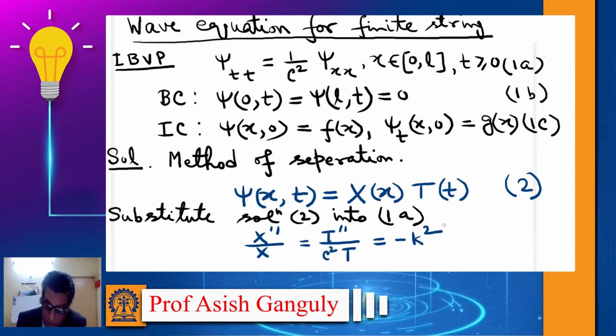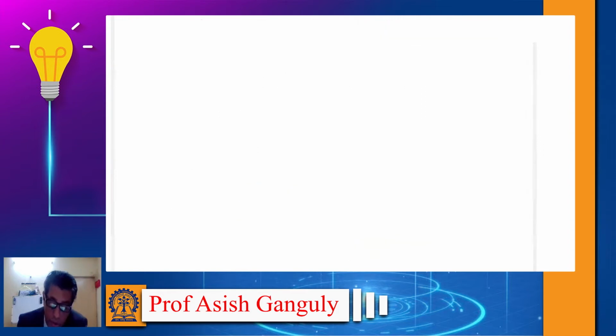Repeatedly I told you, when I started this method of separation, that at this juncture you do not know what the allowed values of k are. You do not know whether k is real or complex. When we use the boundary condition first, then we will get the eigenvalues, and the eigenvalues are labeled by k. Let me label it as 3 and now go to the next page.